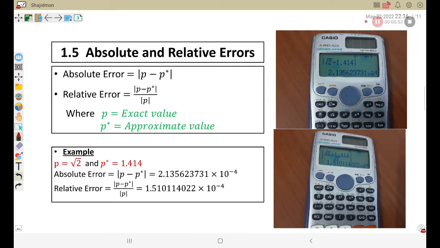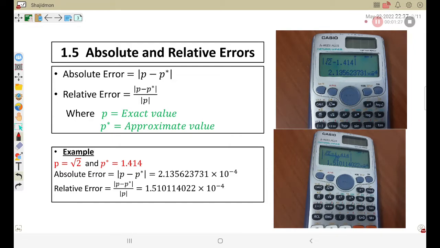In the last section, 1.4, we studied how to round a number and how to chop a number, correct? If you have a number with a bigger decimal part, we reduce or approximate the number by using the rounding or chopping technique. When we do rounding or chopping, for an exact number there will be some small error in the calculation. So we need to measure those errors. For that we use the absolute error and relative error.